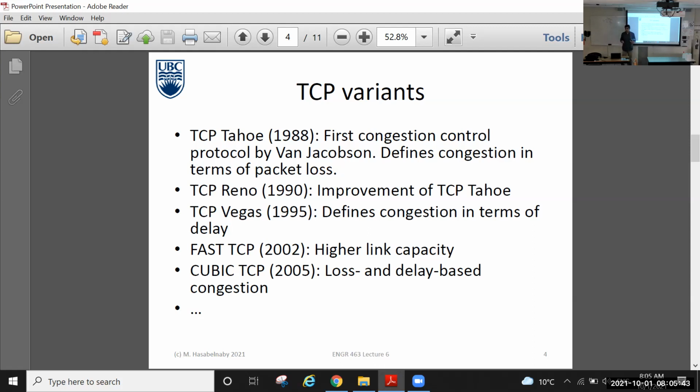It defined congestion as packet loss. So if packet loss occurs, we have congestion. This was our first version of the transmission control protocol. In TCP Reno, we made further improvement in this protocol, but it is still packet loss based transmission control protocol. After that, with further improvement, we have TCP Vegas. So in TCP Vegas, the congestion is defined in terms of delay.